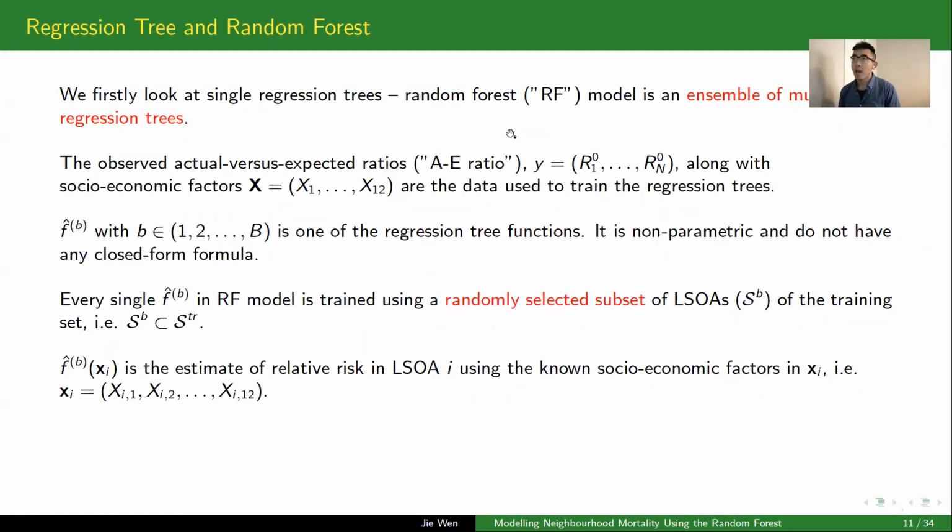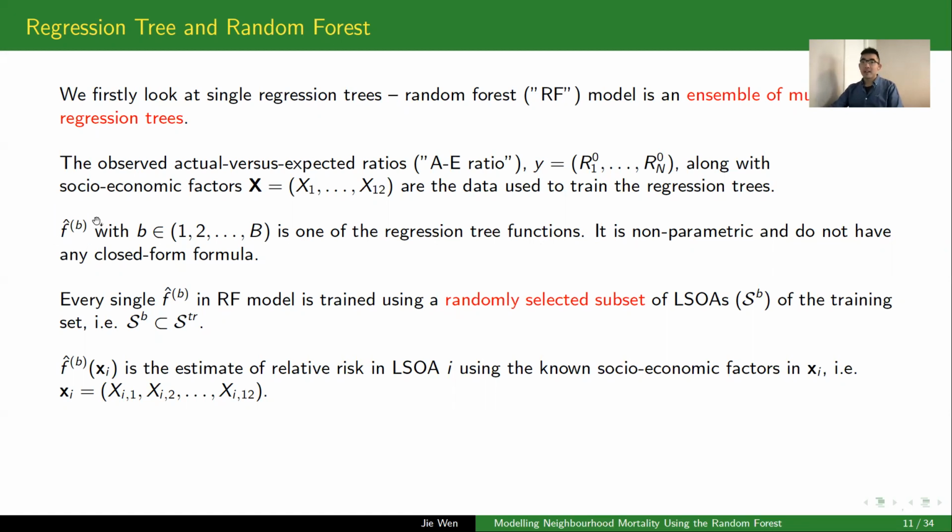Okay, so in summary, a random forest model is an ensemble of multiple regression trees, which is a package of different trees altogether. As we discussed earlier, we use the observed A versus E ratio as the response variable, alongside the observed socioeconomic factors in X as the predictive variables to train the regression trees. We denote one particular regression tree as F hat B here. So there are capital B trees in total within the random forest.